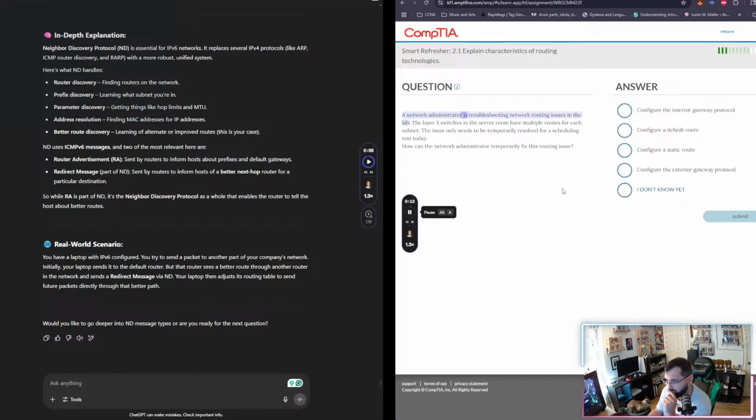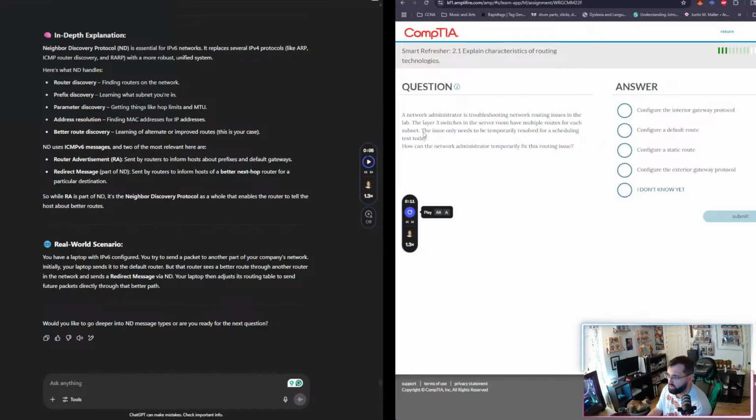A network administrator is troubleshooting network routing issues in the lab. The layer 3 switches in the server room have multiple routes for each subnet. The issue only needs to be temporarily resolved for a scheduling test today. How can the network administrator temporarily fix this routing issue? Okay, so we have a routing issue in the lab. The layer 3 switch, see, I told you, if it's a switch and it's layer 3, it'll always say it. A layer 3 switch in the server room has multiple routes for each subnet. So the issue is that the layer 3 switch has multiple routes.